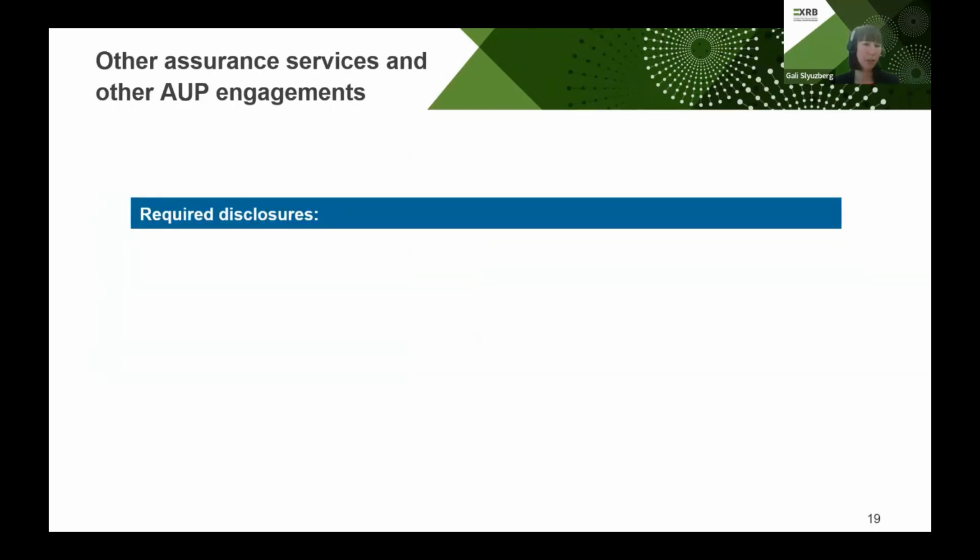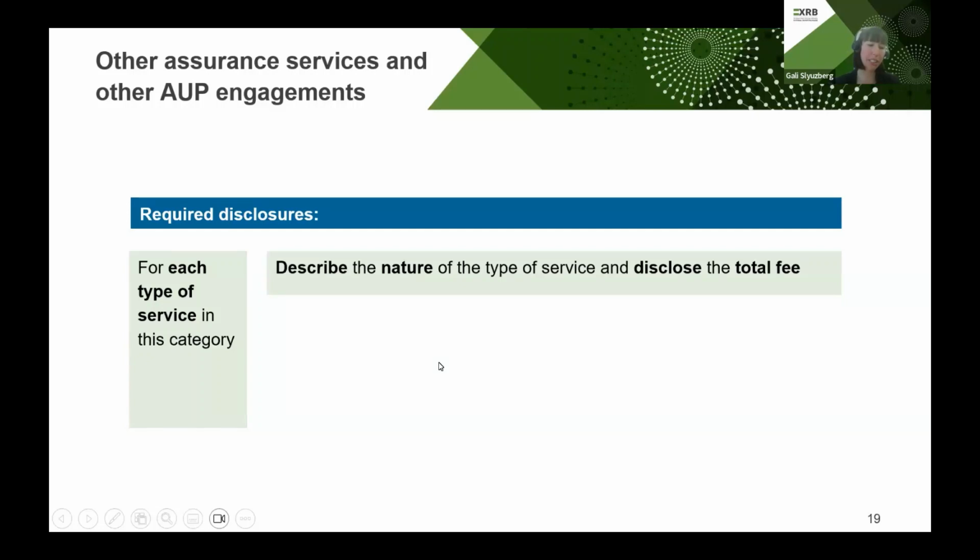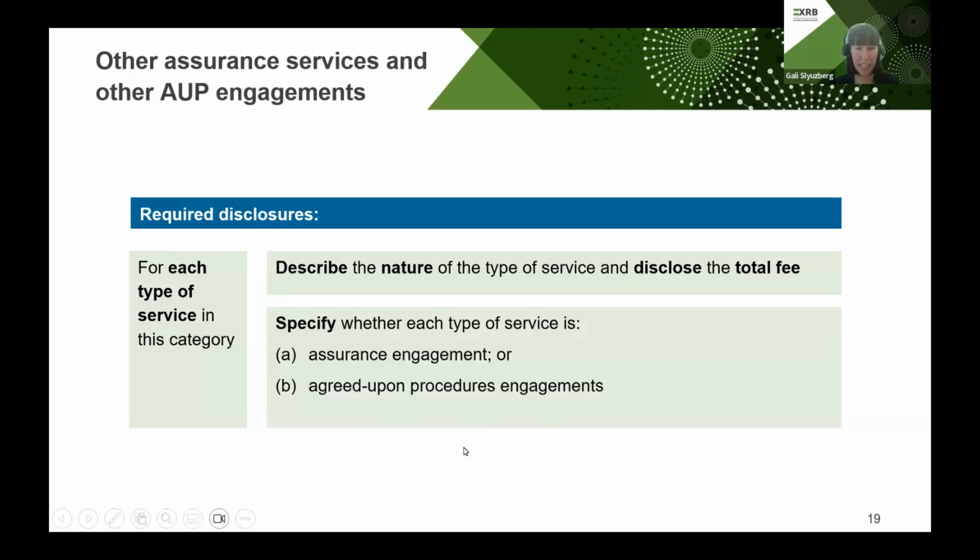In terms of the disclosure requirements for this category, they're quite similar to the ones for audit or review related services. For each type of service, the entity needs to describe the nature of the service and disclose the fees incurred. And also for each type of service, it's necessary to specify whether it's an assurance engagement or an agreed upon procedures engagement.